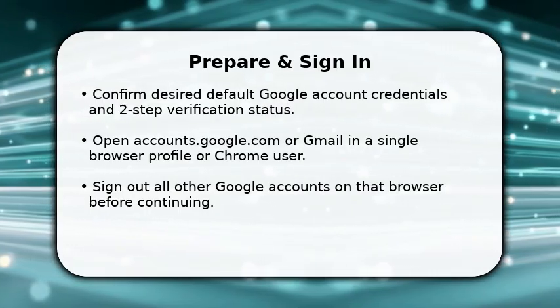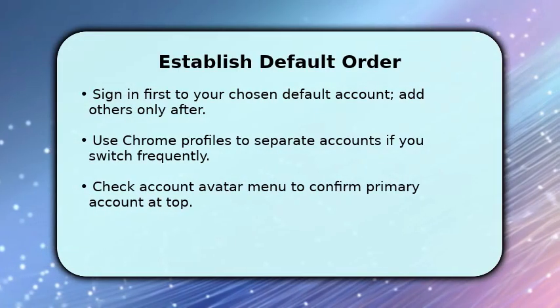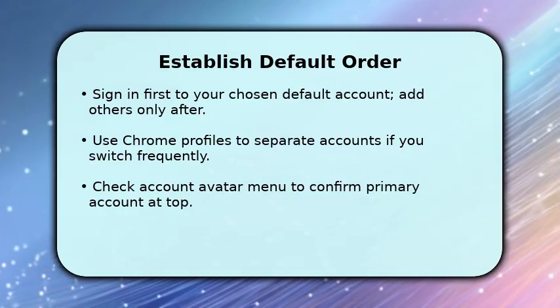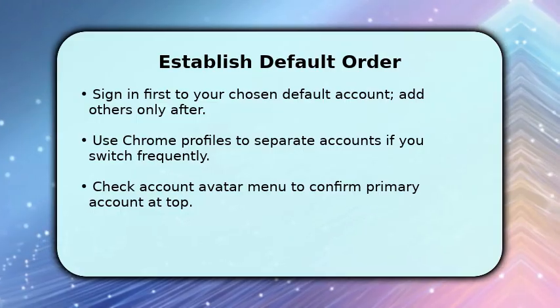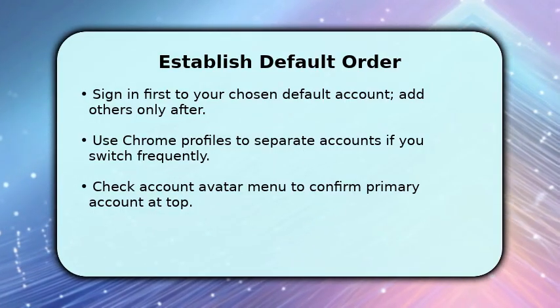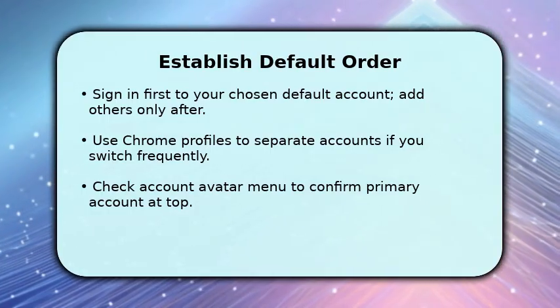Once signed into your chosen default, add any other Google accounts only afterwards. The first signed-in account becomes the default for new tabs and some services. Make sure to add them through the account switcher in the top right avatar menu. This preserves the order. If you want persistent separation, create multiple Chrome profiles. Each profile keeps its own default.